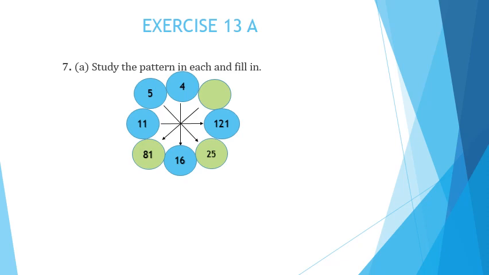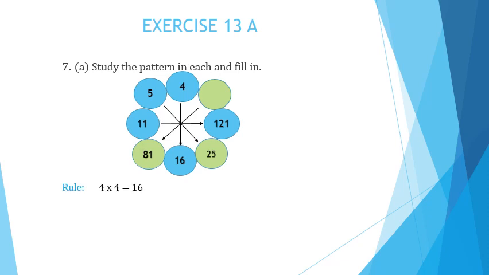So what number are we going to fill in the blank circle? First, for that we need to find out the rule of this pattern. So let us see. Children, you can see that the number which is written opposite of 4 is 16. The number which is written opposite of 5 is 25. The number which is written opposite of 11 is 121. So children, in the same way, 81. So what will be the number opposite of 81? Let's see by finding out the rule.